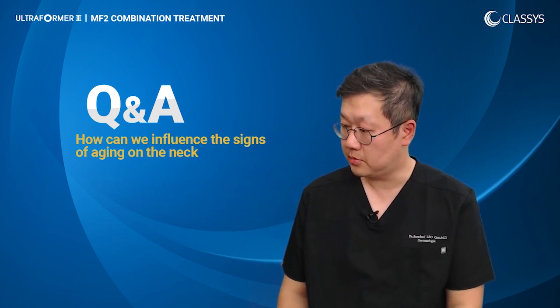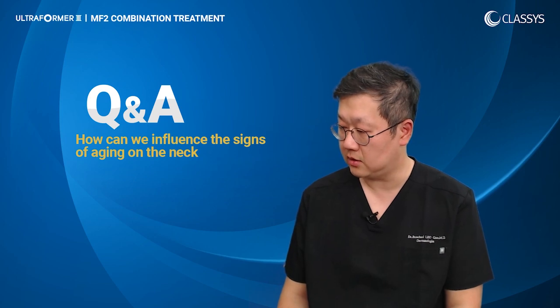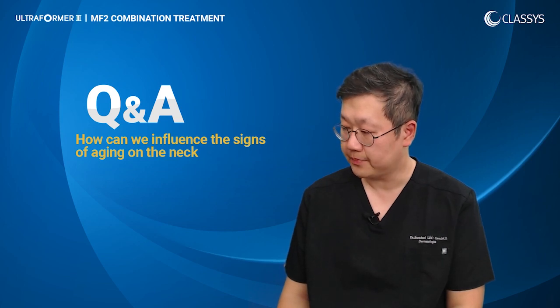Next question is almost similar. The question is, do you also treat the thyroid gland with the MF2? How about other cartilages? And also, will you treat people who had cancer of the thyroid gland before?